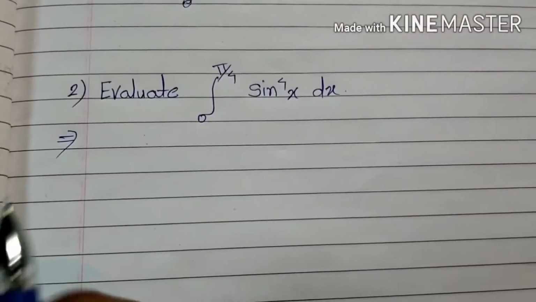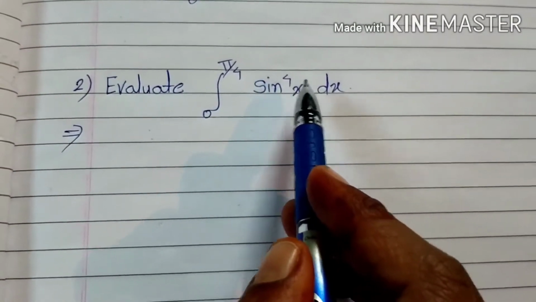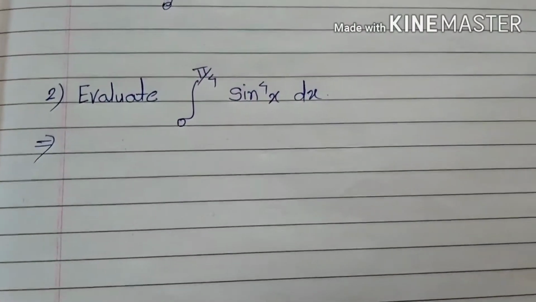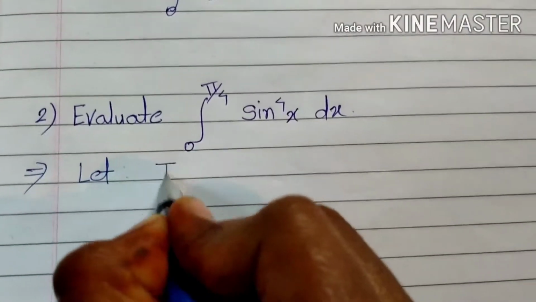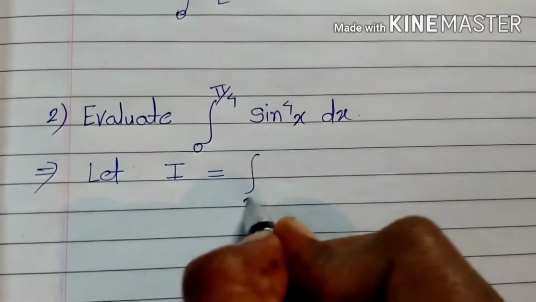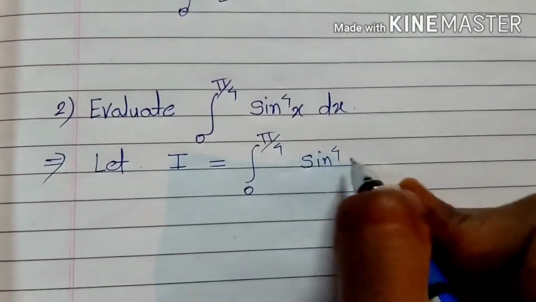Now our next example, evaluate integration from 0 to pi by 4 of sin raised to 4x dx. So first take I, let I is equal to integration of sin raised to 4x dx.